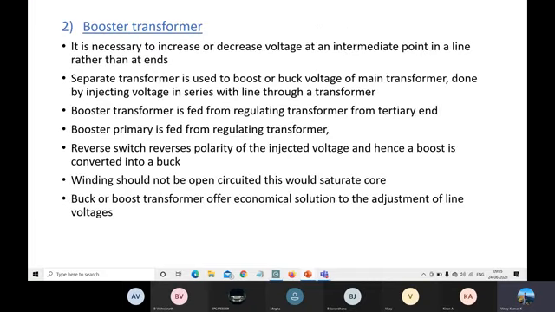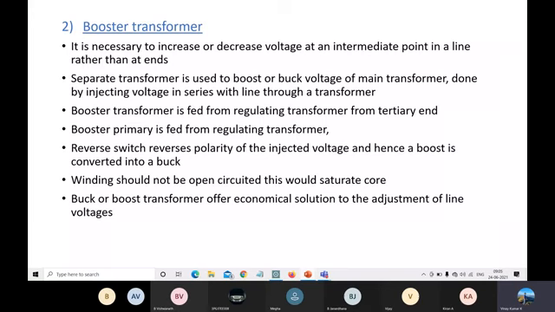The next topic is booster transformers. This is also a kind of transformer system, used for boosting the required amount of voltage. We have seen the converters, the buck converter and boost converter. Similarly, here also we have boost transformers and buck transformers. It is necessary to increase or decrease the voltage at an intermediate point in a line rather than at the ends. What that means is, the ends are the utility side or the load side.